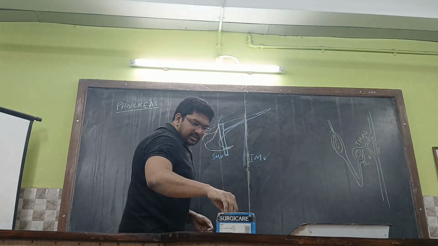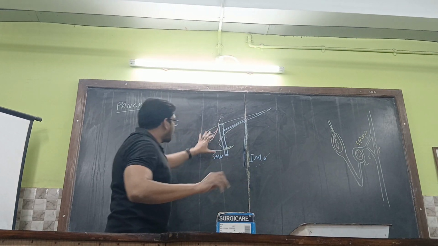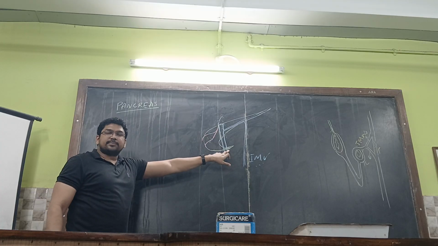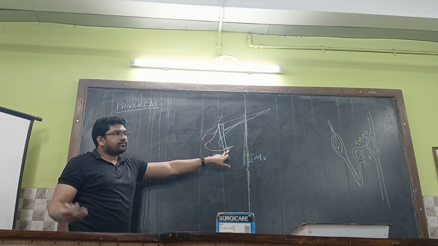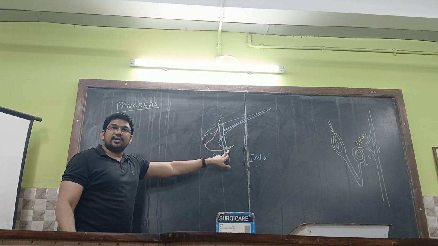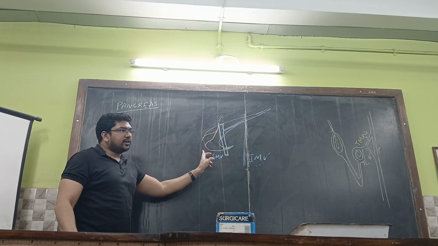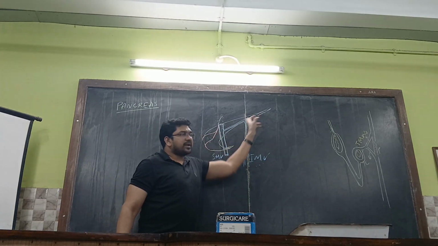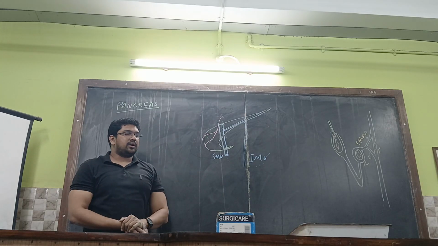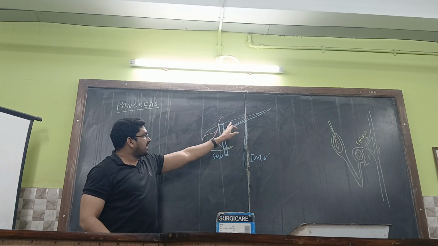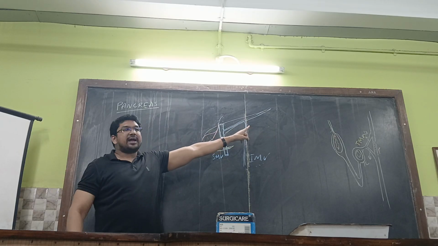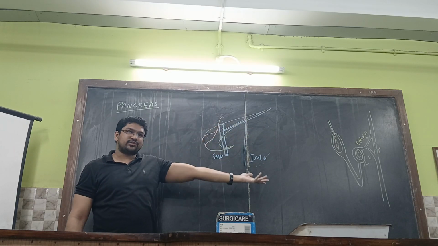So now let us see the blood supply of the pancreas. The head and uncinate process will be supplied by, we have already discussed, the superior and inferior pancreaticoduodenal arteries, which are the branches of the superior and inferior mesenteric arteries. Okay, and then the body and tail of the pancreas are supplied by pancreatic branches of the splenic artery.